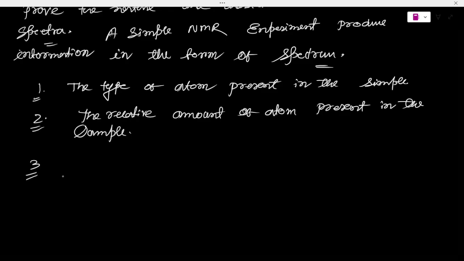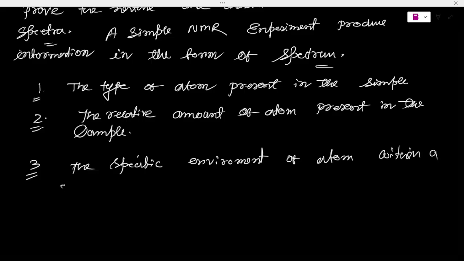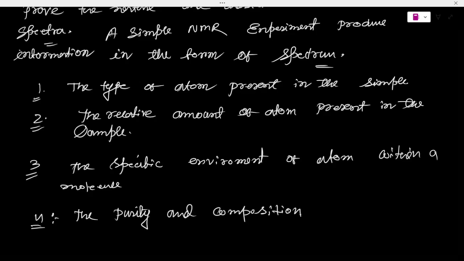The third is the specific environment of an atom within a molecule. And the fourth point is the purity and composition of the sample.